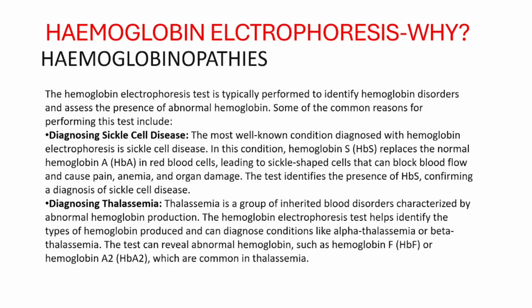Diagnosing thalassemia. Thalassemia is a group of inherited blood disorders. It's a genetic disorder characterized by abnormal hemoglobin production. So HB electrophoresis helps to identify the types of hemoglobin produced and can diagnose conditions like whether it's major or minor, or whether the patient is a carrier or not. We can identify this through HB electrophoresis.